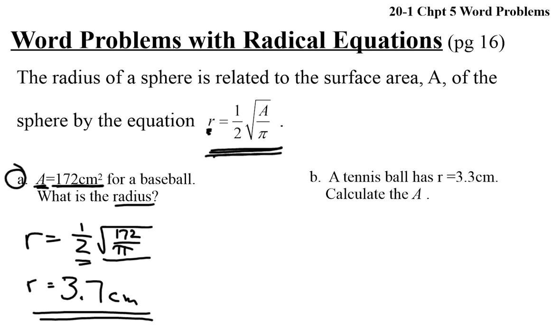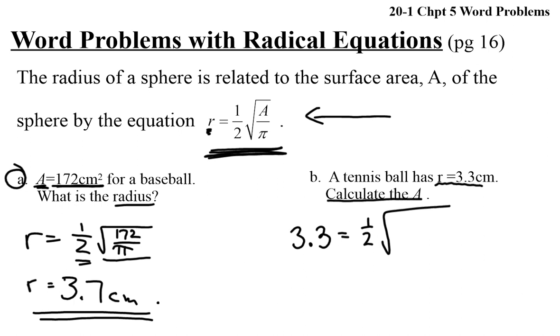Nice, straightforward word problem with the equation given, and then we can plug it in. Question B, a little bit more involved, still working with the same equation, but this time the radius is given to us. So now when we substitute in, we get the radius of 3 3/10, and that's equal to 1/2 square root. We don't have a surface area this time, and it's still divided by pi. So now we need to break it into steps.